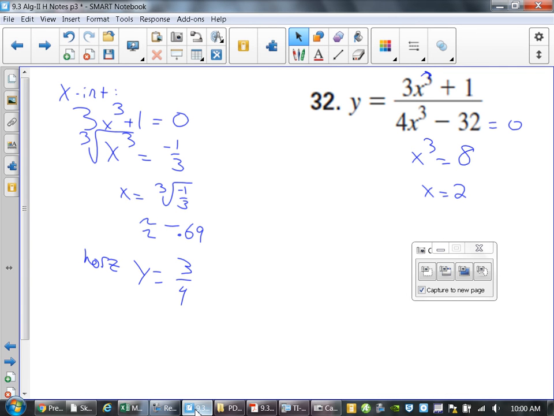So I can go through everything now and say, all right, my domain is all real numbers except x equals 2. My range is all real numbers except y equals 3/4. I have no slant asymptote because my degrees were the same. And then I have an x-intercept at the cube root of negative 1/3. I can list all that. I don't even need a graph if I don't need to. It depends on what it asks you, because we've done problems where you had to graph it and problems where you just had to list stuff out.